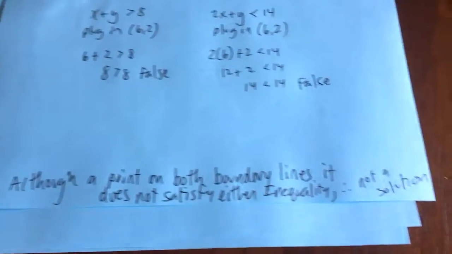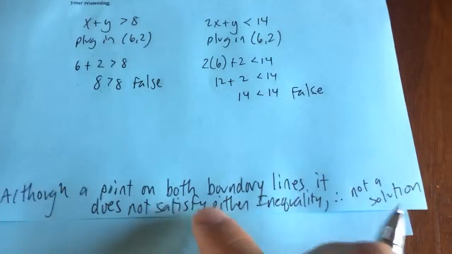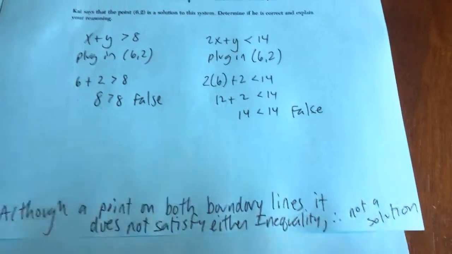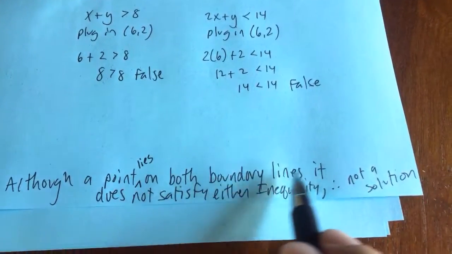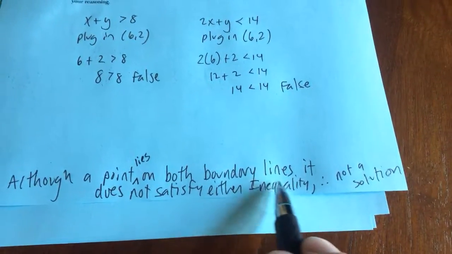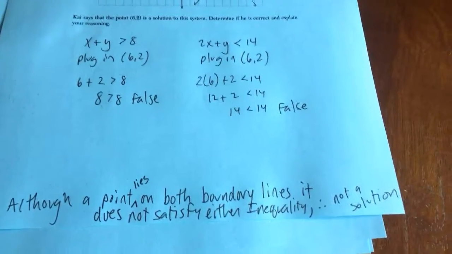So although a point lies on both boundary lines, it does not satisfy either inequality. Therefore, it's not a solution.